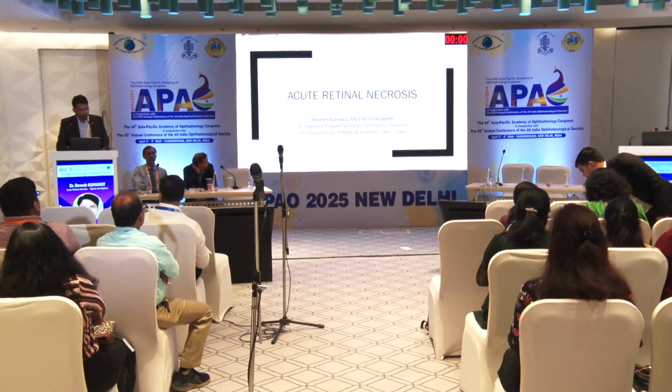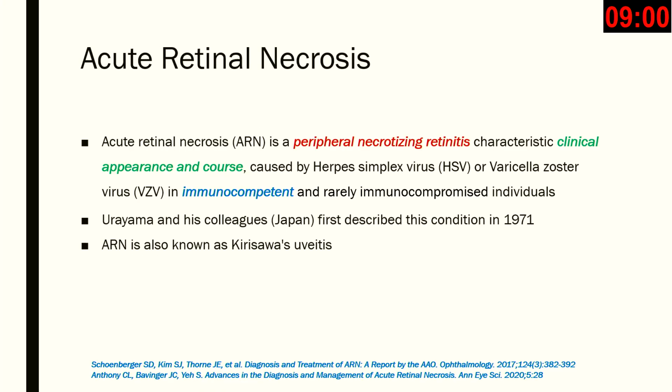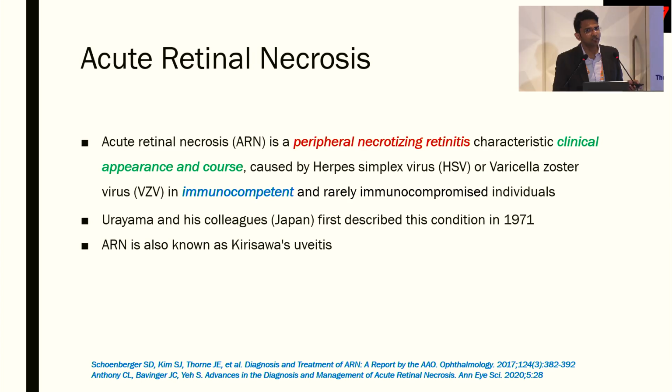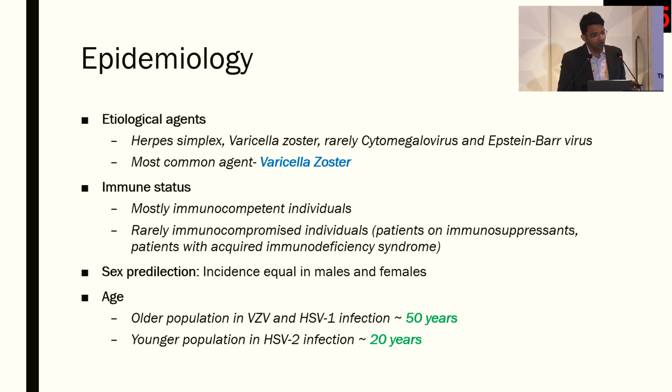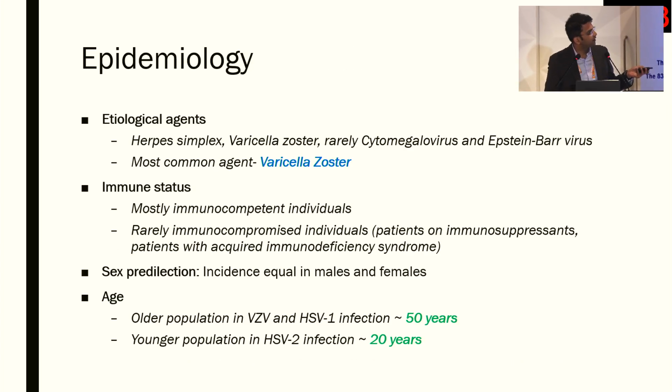Thank you, sir. Acute retinal necrosis is a peripheral necrotizing retinitis that has a characteristic appearance and course, which occurs predominantly in immunocompetent patients, and it is caused by HSV or VZV commonly. Looking at the epidemiology, most commonly it occurs because of varicella infection, followed by herpes simplex, and then very rare reports exist of CMV as the etiology for ARN as well.